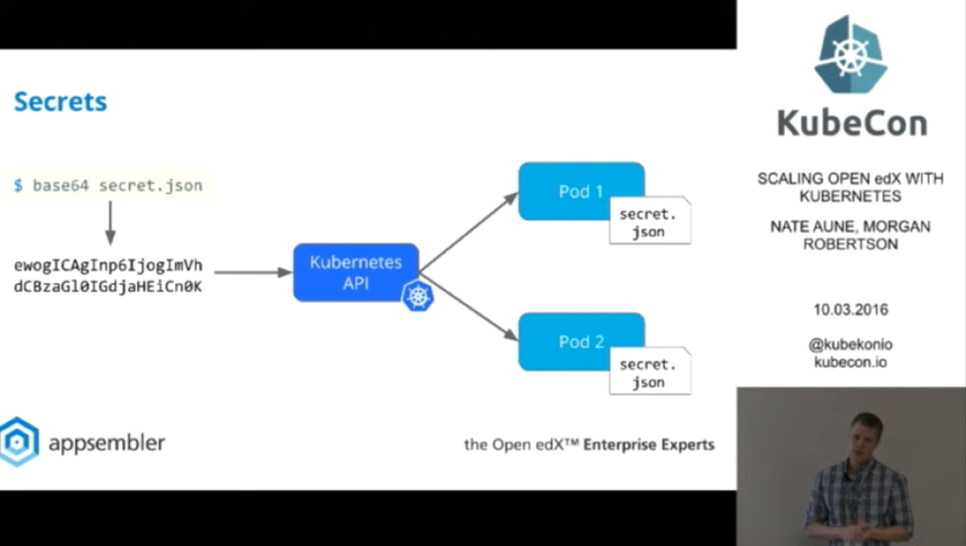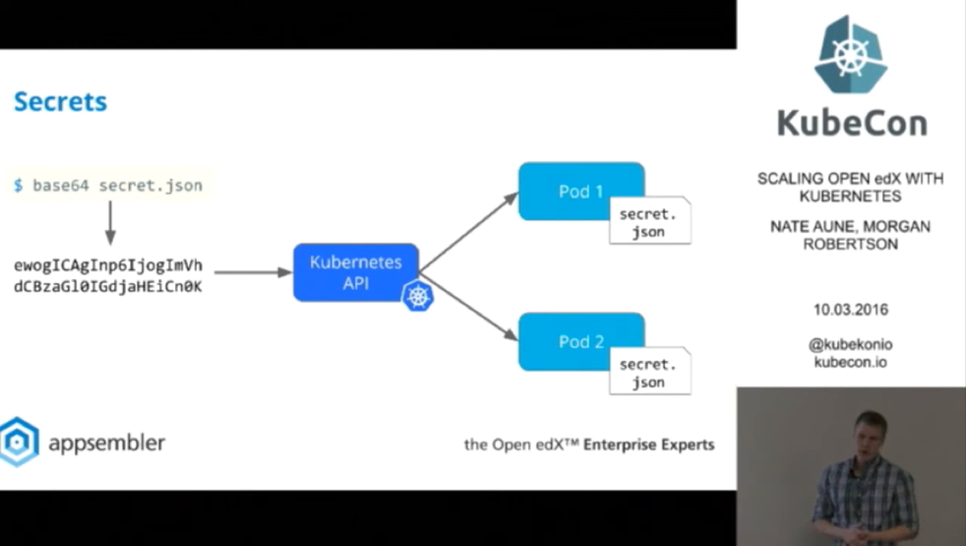So in a containerized world, we want to build generic reusable images that we can upload to Docker Hub or a public repository. And so we don't want to have our secrets baked into those images. To get around that, we're using Kubernetes secrets to pass our secret JSON files into pods at runtime.